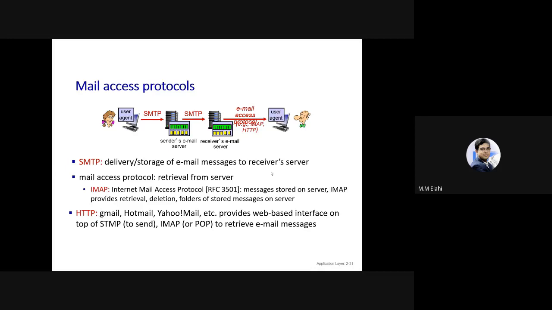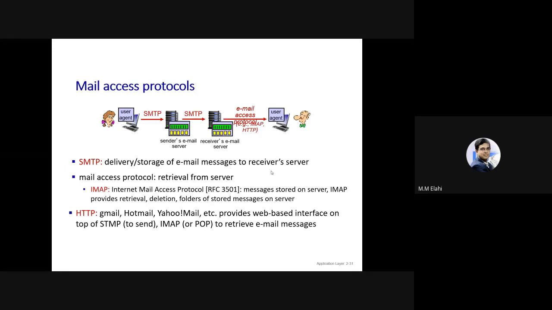So similarly, the user needs to access, and SMTP will not work there because SMTP requires both sides to be on. Since the receiver may be offline when the message is received, that's why it uses some access protocols, that is IMAP or HTTP or POP for mail access.